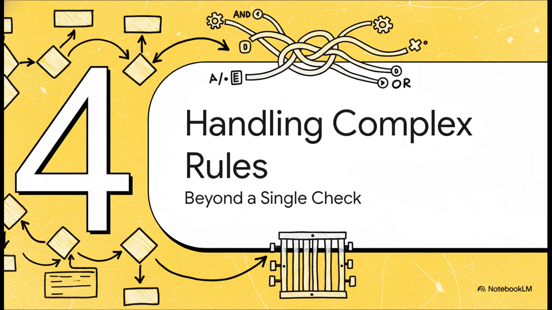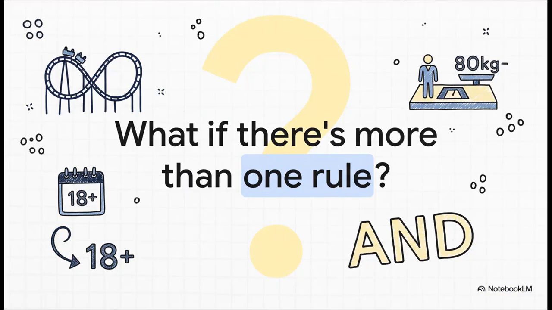Okay, so that if-else logic is pretty powerful. But let's be honest, real life is rarely that simple. Decisions often depend on way more than just one single thing. So let's see how we handle more complex rules. What if that roller coaster has another rule? Let's say you have to be older than 18, and you also have to weigh less than 80 kilograms.